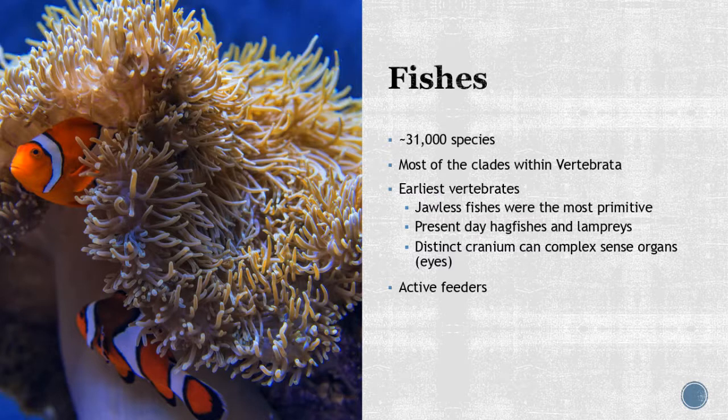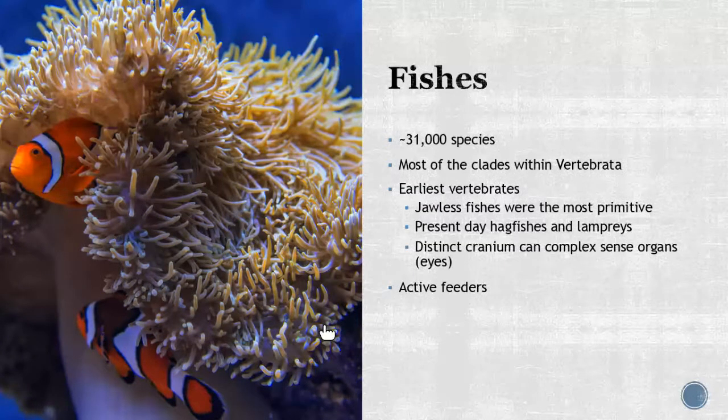So your little fishes are about 31,000 species, and this is going to form the most number of clades within the vertebrate phylum that we're talking about. Now these are going to be the earliest vertebrates, and they are going to be in the aquatic environment. With the fishes, you're going to see a lot of diversity, but we're going to break them into different categories.